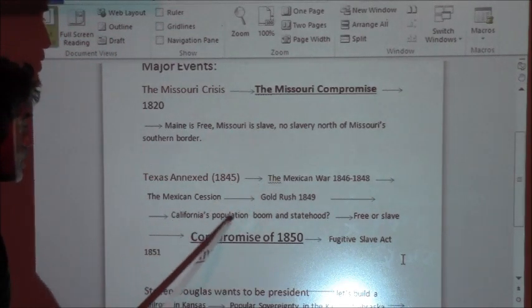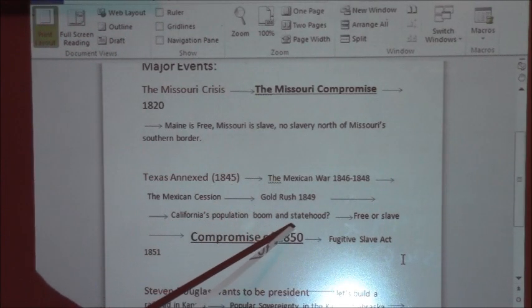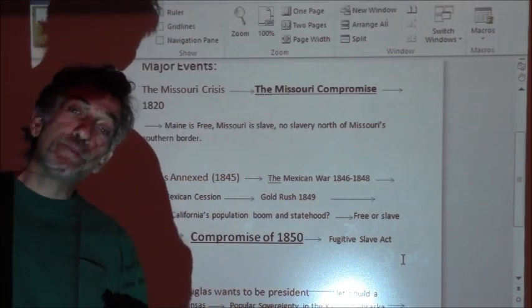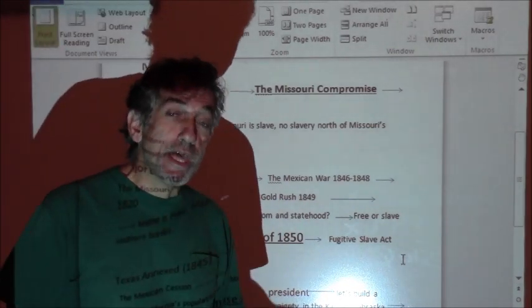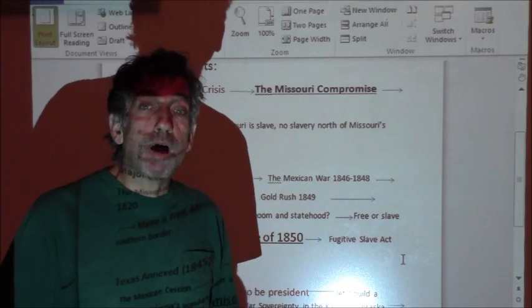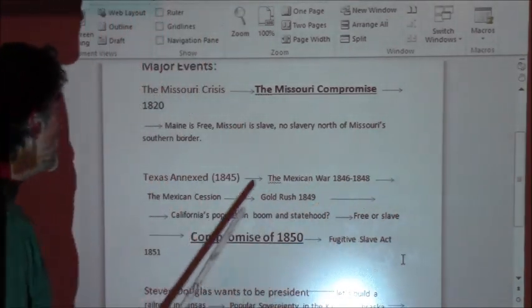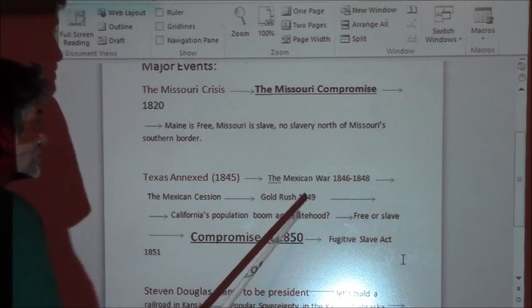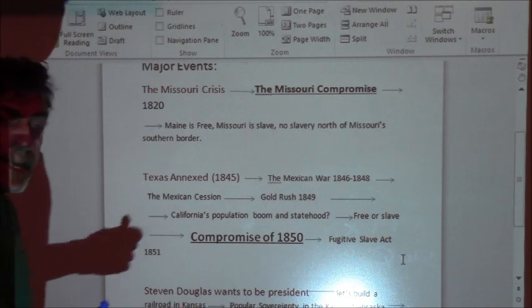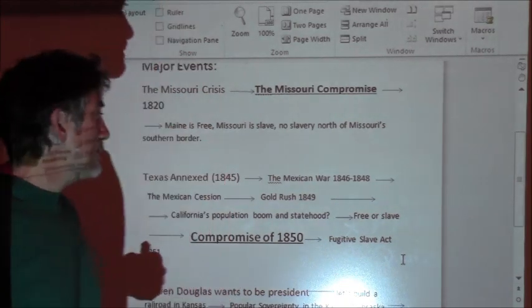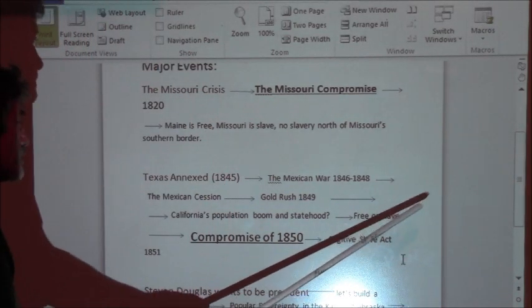Well, California's population explodes, and California wants to be a state. And most of the people moving into California didn't bring slaves with them. It took too long. You got to go across the desert. They went there to get rich. The problem is, California runs both north and south of the Missouri Compromise line. So will it be a free state or a slave state?